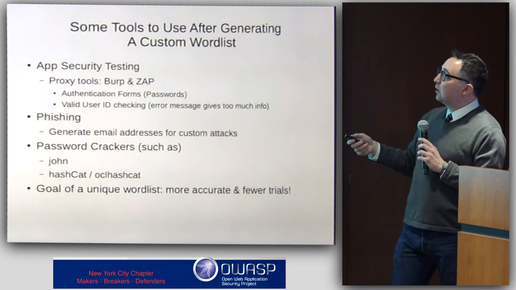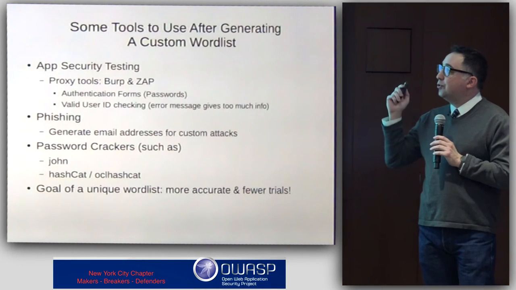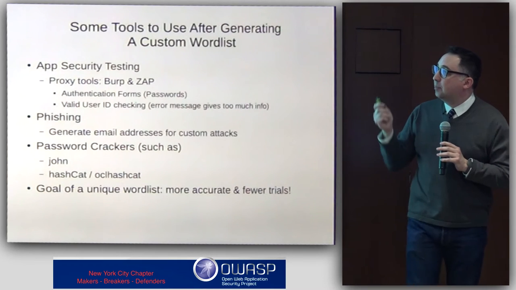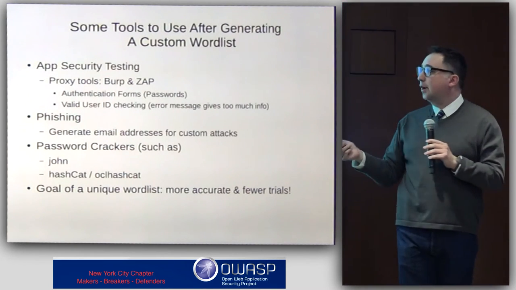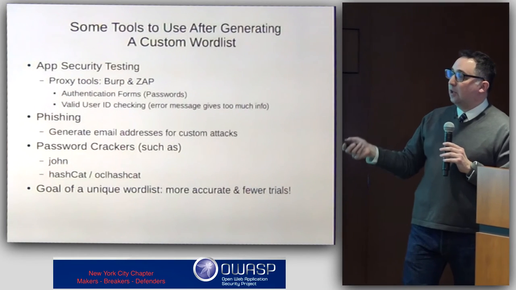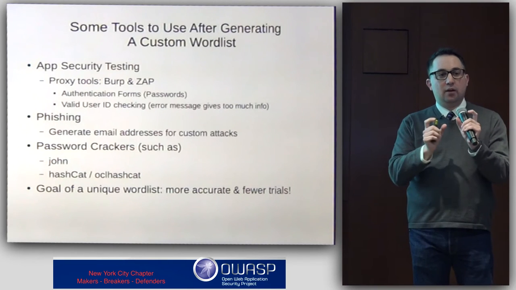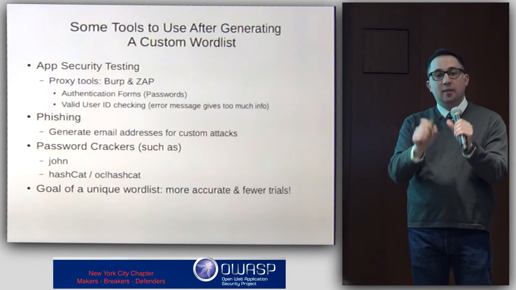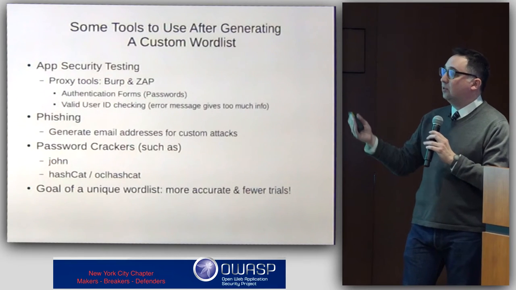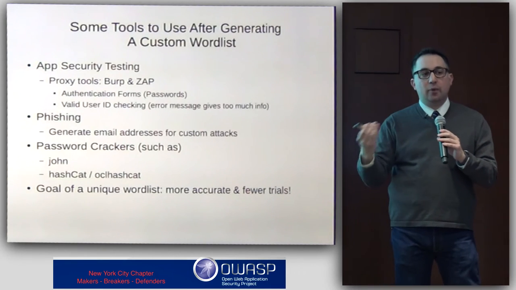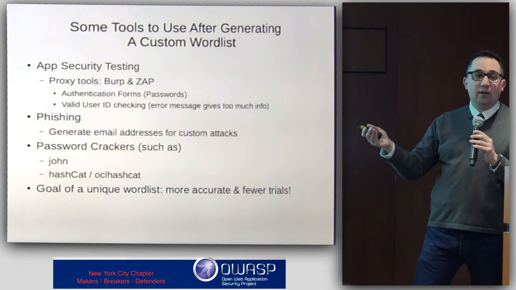Some tools to use after generating a custom word list. You can take the password list and feed it back into Burp for authentication forms, right? There's the ability to generate user IDs as well. So if you give it a list of first name space last name, it'll generate a user ID out of that. And you can use that to check on websites, if they have bad information that comes back, which user IDs are valid.